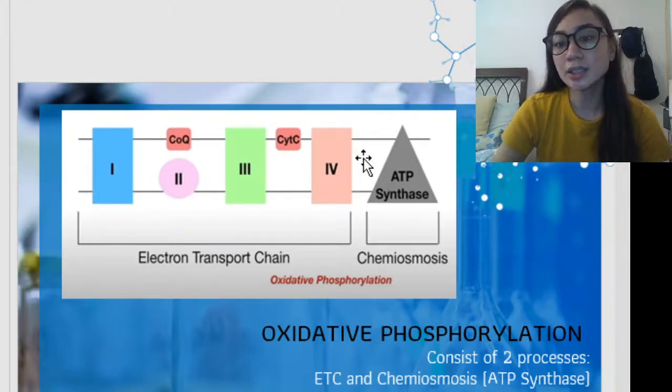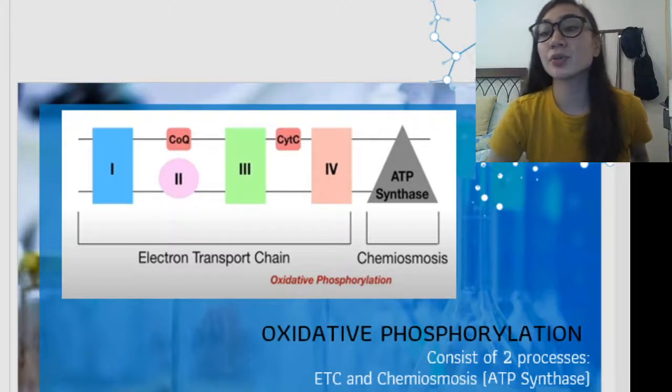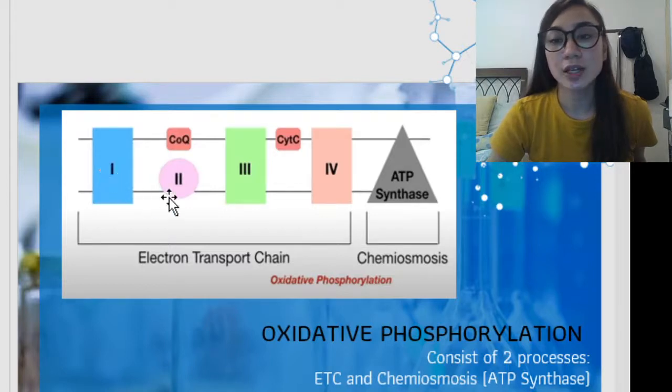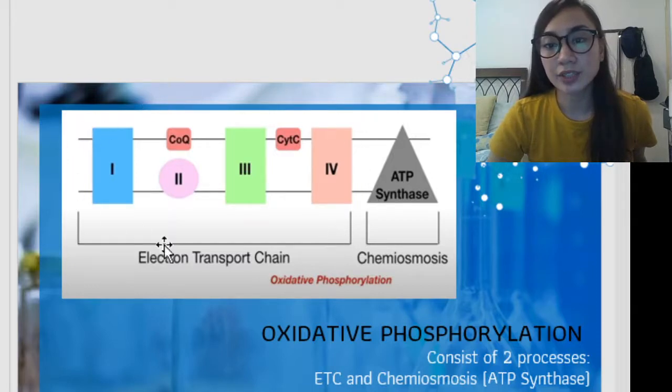Okay, so oxidative phosphorylation consists of 2 processes. It is composed of 2 processes. Itong Roman numerals 1, 2, 3, and 4, this is what we can call the electron transport chain. And then, yung part 2 nun, after this ETC, it will go through chemiosmosis. Yung triangle.